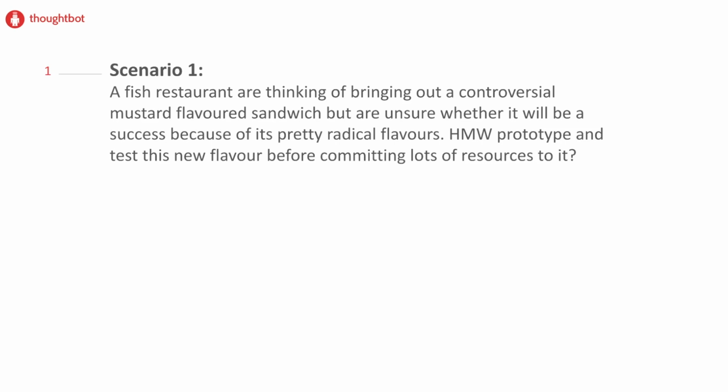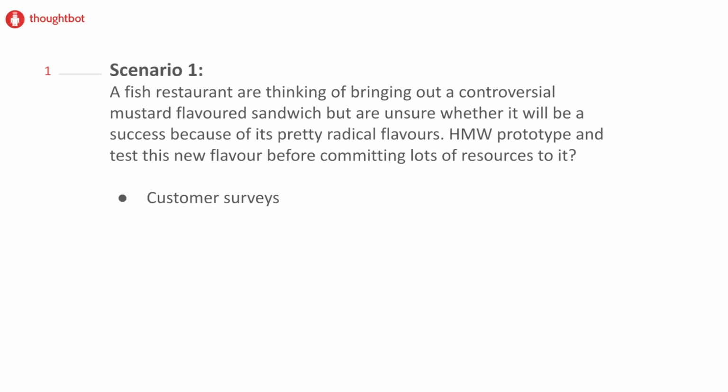So in our first scenario, let's say a fish restaurant is thinking of bringing out a controversial mustard flavored sandwich, but they're unsure whether it'll be a success because of its pretty radical flavors. So how might we prototype and test this new flavor before committing lots of resources to it? If you're interested in trying this out, feel free to pause the video before I run through some of the answers. Okay, so a couple of different ways we could test this.